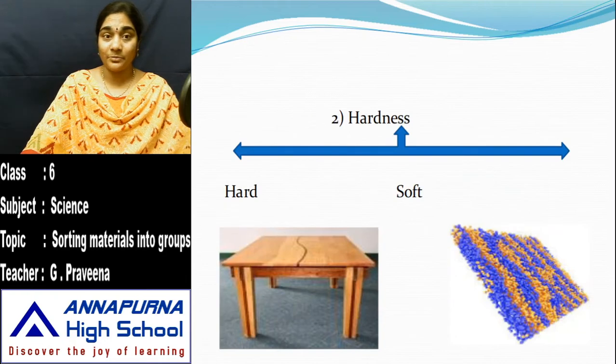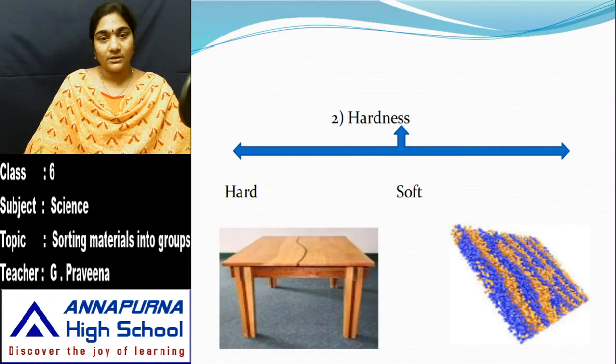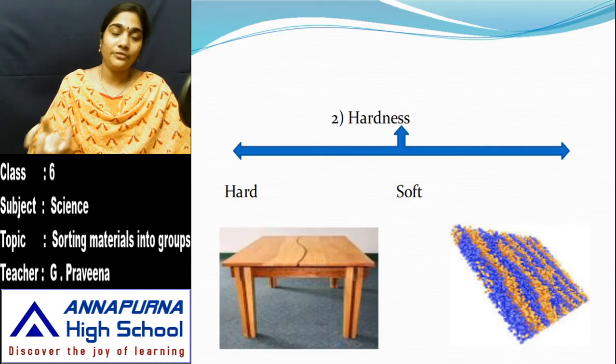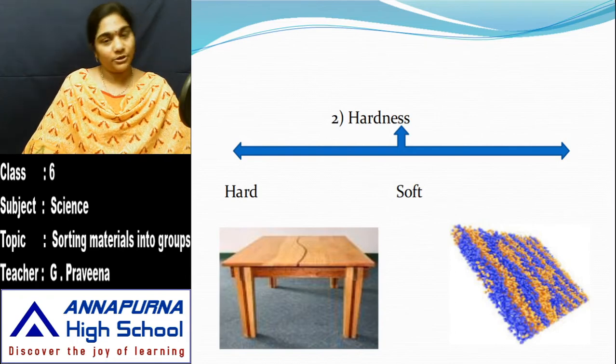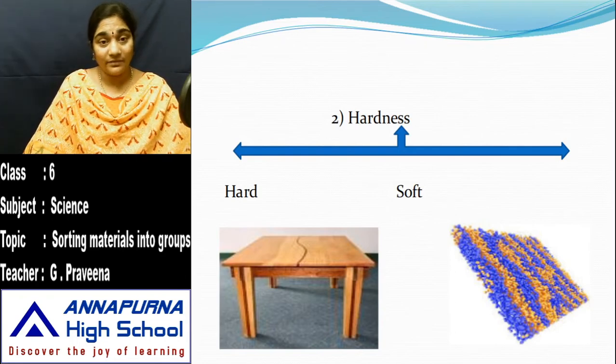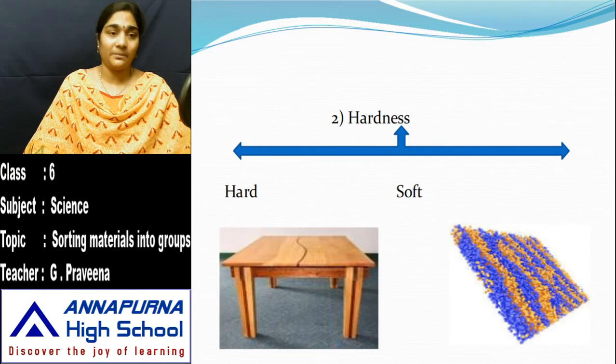And the second property is hardness. Based on their hardness, the objects are divided into two different groups. Some objects are soft and some are hard. So how can we say that an object is soft? Just hold the object in your hand and try to compress it. If you can compress that object, you can say that the object is soft, and if you cannot compress it, you say that the object is hard.